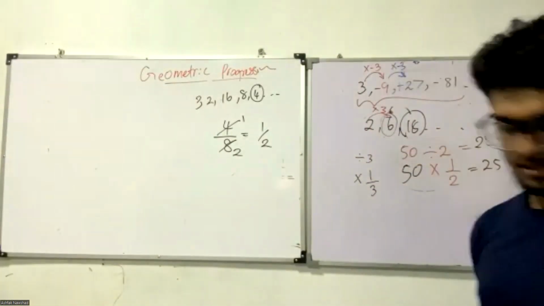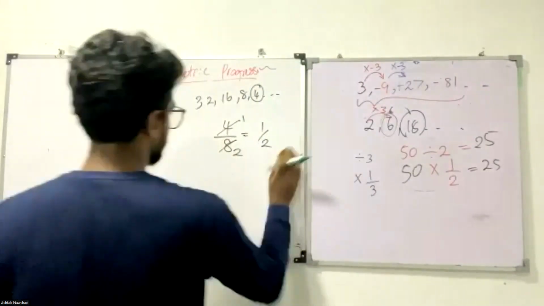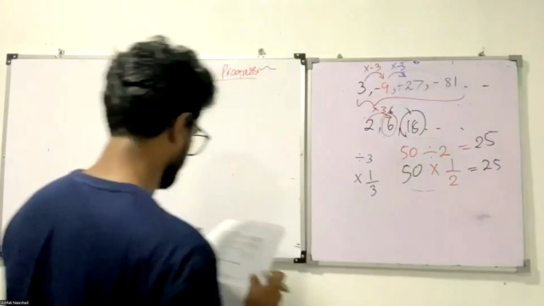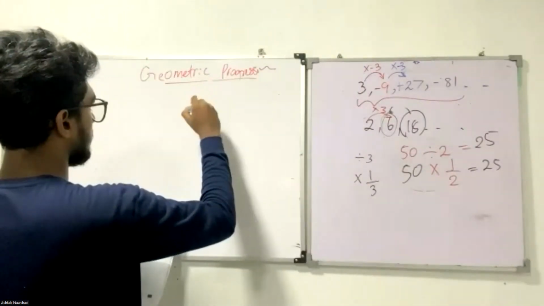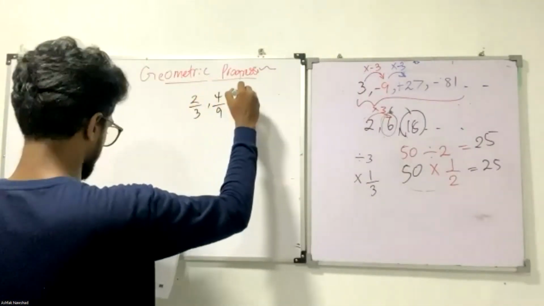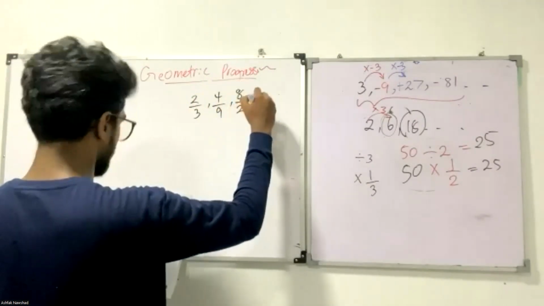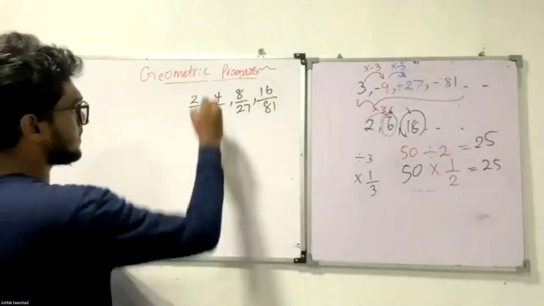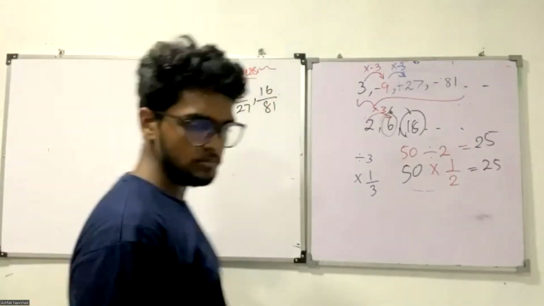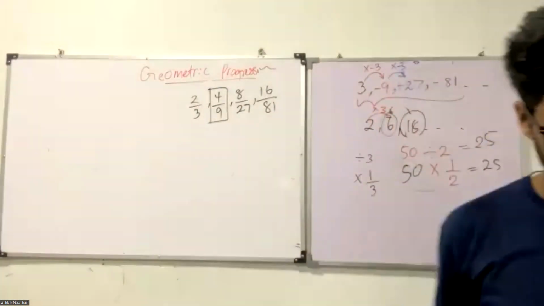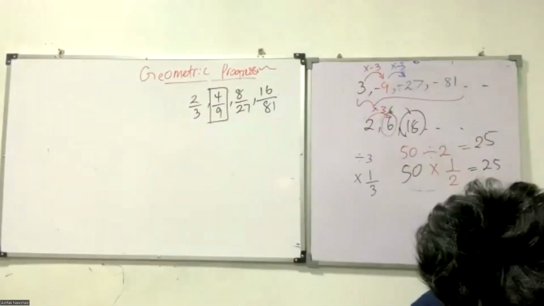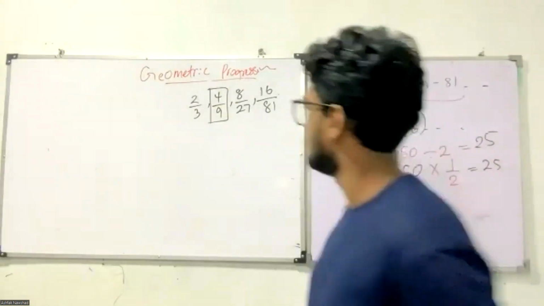Okay. The third one, Roman number 3. The answer is 2 over 3, I guess. Let's see. 2 over 3, 4 over 9, 8 over 27, 16 over 81. I'll choose something simple, 4 over 9. It's good to see many people are answering. That's great.